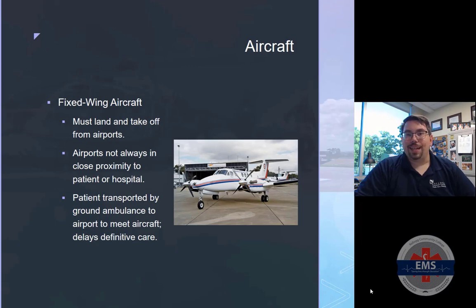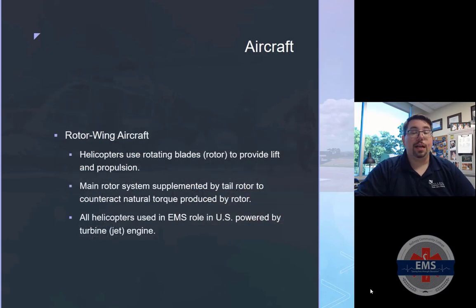We also know that they must land and take off in airports. That limits our capabilities as far as using their resources in remote areas. Airports are obviously not always in close proximity to the hospital or to a scene. And when patients are transported by ground ambulance to an air medical fixed-wing, they'll have to meet the aircraft at the airport, and then from there turn over care, and then the aircraft will take off and fly to wherever it needs to. And then again, once they arrive at the airport, they'll need to have another ground ambulance to transport them back to the hospital.